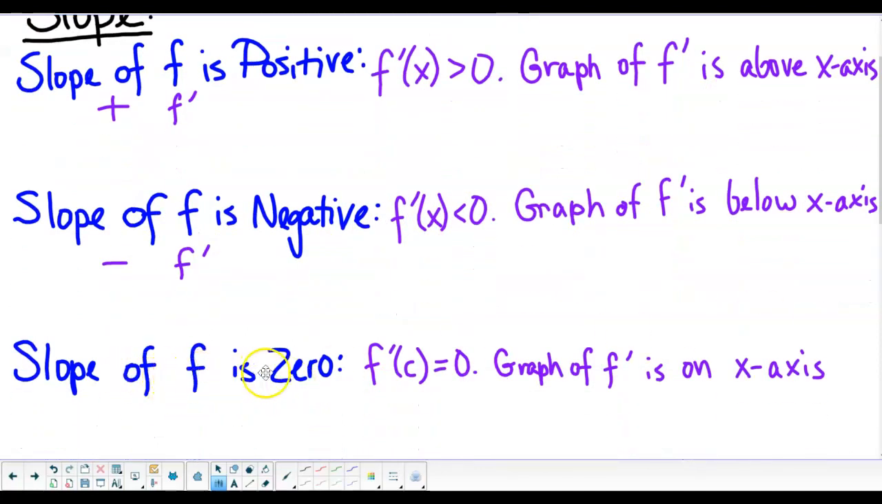And then the slope of f is 0 when the function has a derivative at some point. That's 0, that's where horizontal tangents occur. And the graph of f prime is on the x-axis. So what's written in purple is how this relates to the graph of f prime.